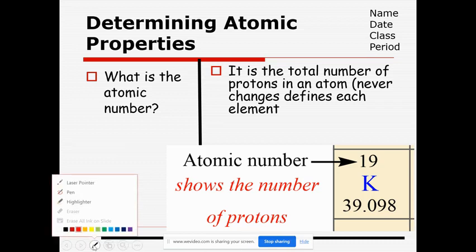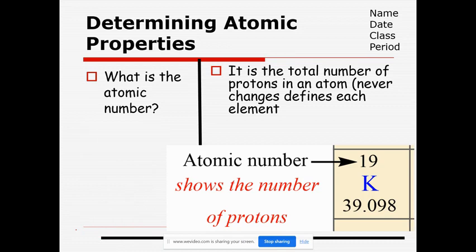So if you take a look at the periodic table, you're always going to notice that the atomic number pretty much is always right above the symbol and/or the name. It also shows us the number of protons.